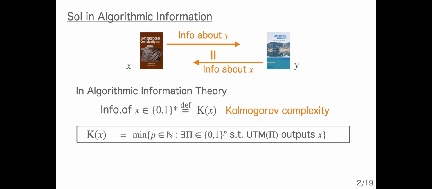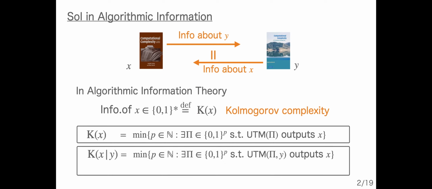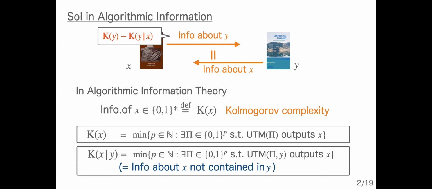that outputs X. To discuss symmetry of information, we also need the notion of the conditional Kolmogorov complexity of X given Y. This is defined in the same way as the standard Kolmogorov complexity, except that this additional advice Y is given. In other words, this is the program size required to generate X in addition to Y. So it naturally captures the information about X that Y does not have, because such information must be contained in this program pi.